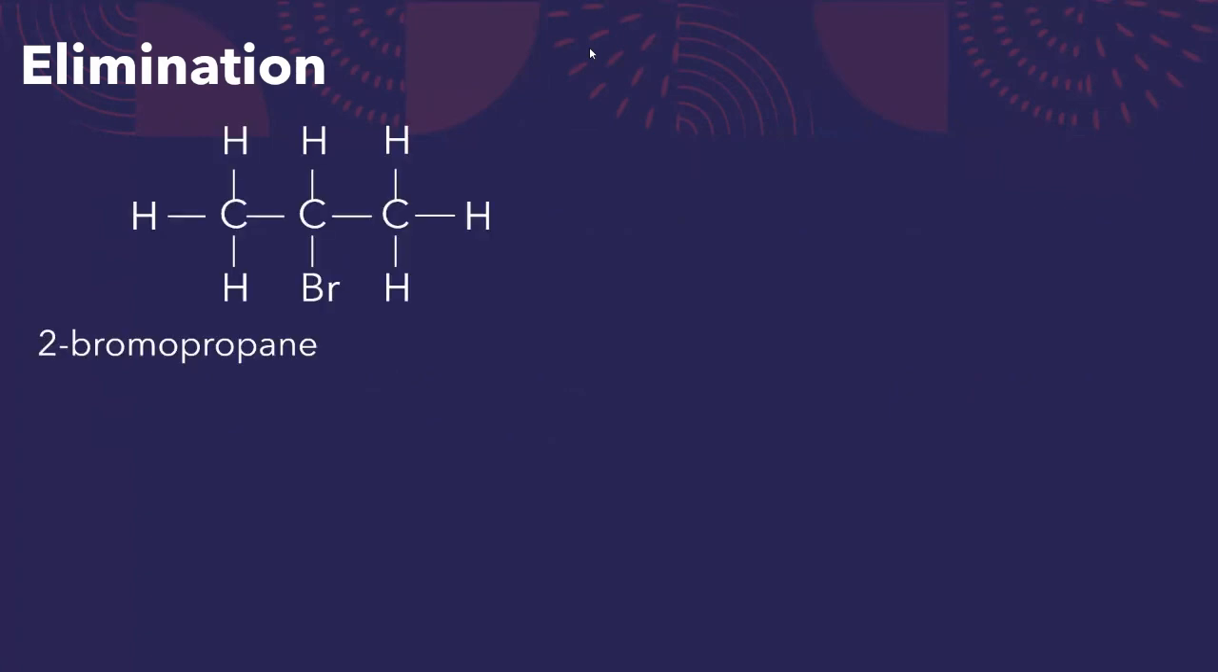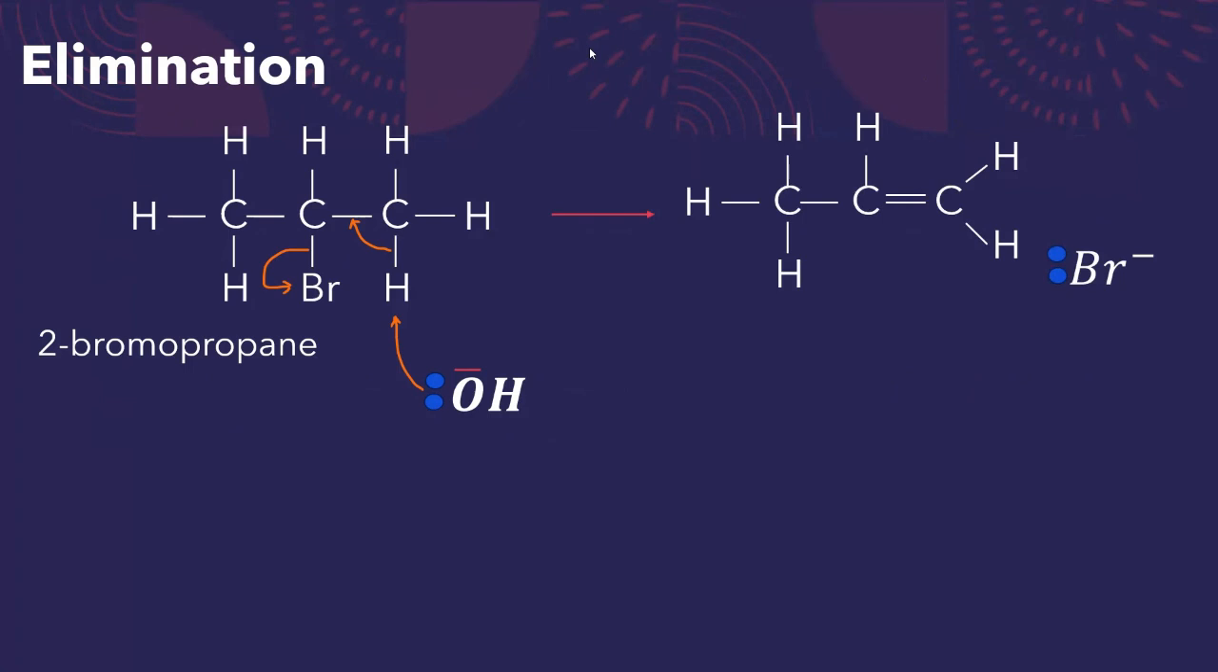So let's look now at a different mechanism called elimination. We've got 2-bromopropane here, and we've got the hydroxide ion. In elimination, the lone pair goes onto a hydrogen on a carbon adjacent to the carbon with the halogen. This bond is formed from the hydrogen, and the carbon-halogen bond breaks, and this forms an alkene. In this case, propene.